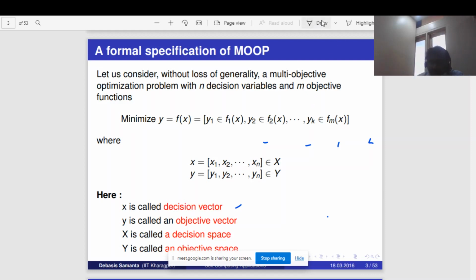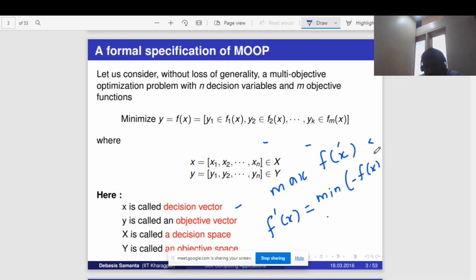Okay, so for example, if there is a function, maximize f of x, something is given like this. We don't know what f of x is, but this is what is given. Now I can say that f dash of x is equal to minimize of minus f of x. Both are the same. Or this can be further written like this: minimization of f dash of x is equal to minus f of x.